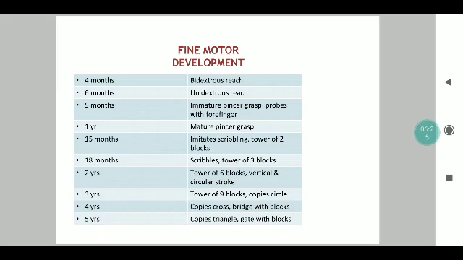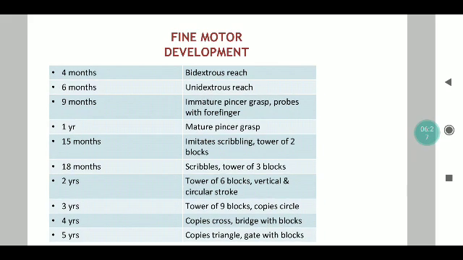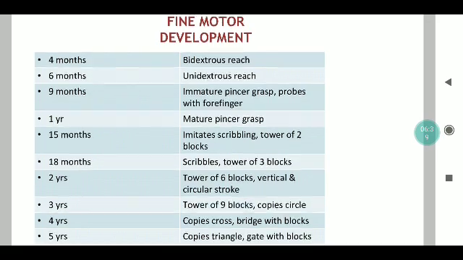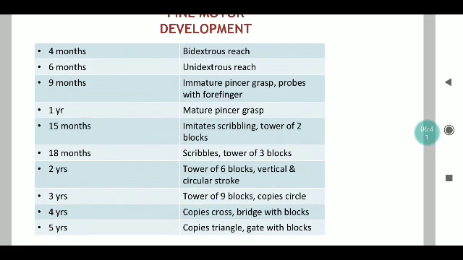Now coming to fine motor development, fine motor is effectively the fine movements of the fingers and the arms. So gross motor is more of a skeletal maturity and fine motor is more of muscle involvement and CNS maturity. So by 4th month there is a bidextrous reach. By bidextrous reach I mean the child appears to reach for an object with both hands.